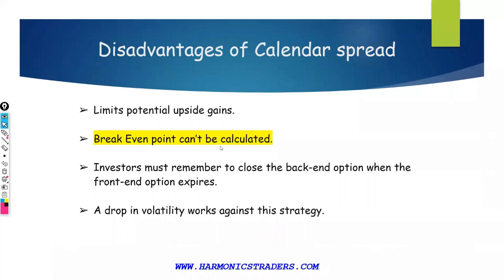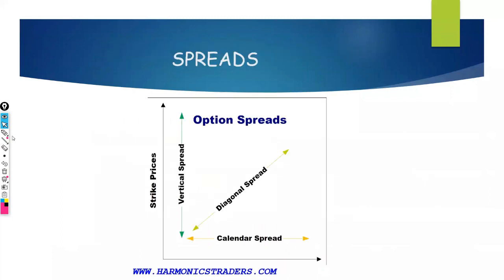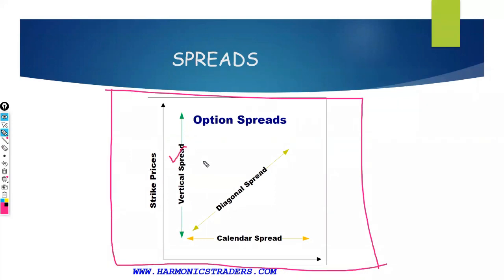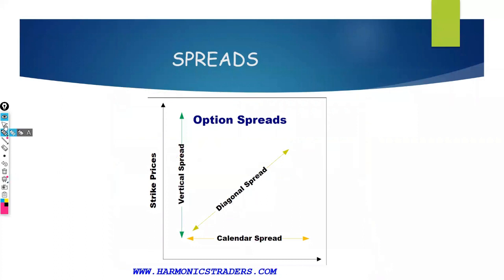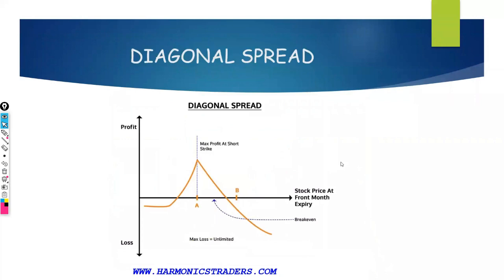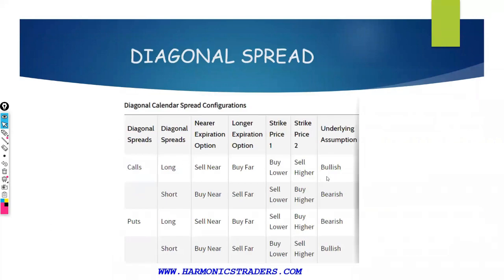With respect to disadvantage, the break-even can't be calculated. So this is spread in one word. The vertical spreads are always easy to learn and understand. Calendar spreads are kind of okay. Diagonal is the most complicated one, so don't try diagonal in your initial days. Like I said, just take a snap of this. Yes, friends, diagonal and calendar are a little complicated. You just know the very basics right now. We'll be seeing it in detail in part 2. But from tomorrow, you can start with the vertical spreads. We'll see some examples right now.